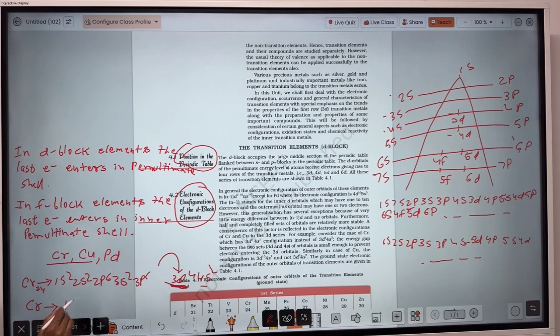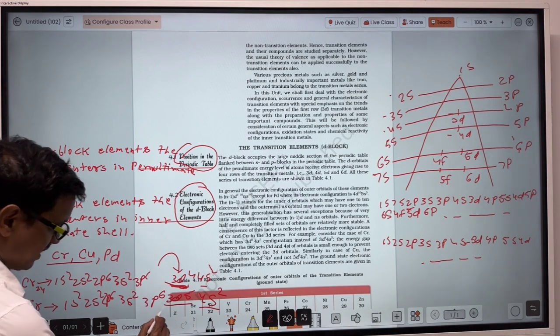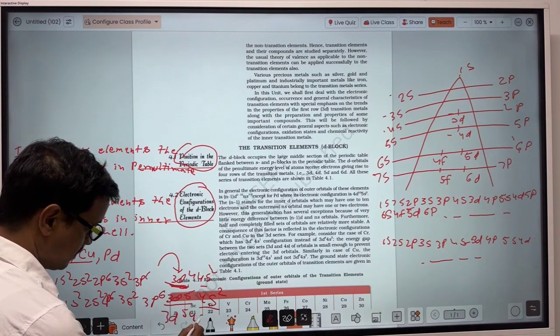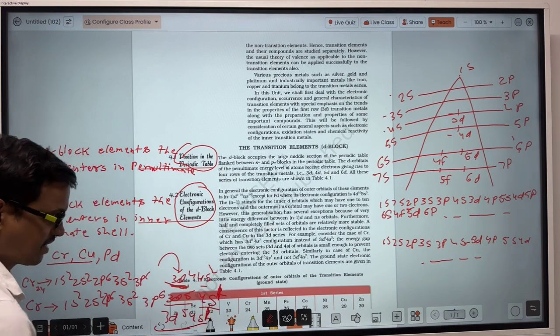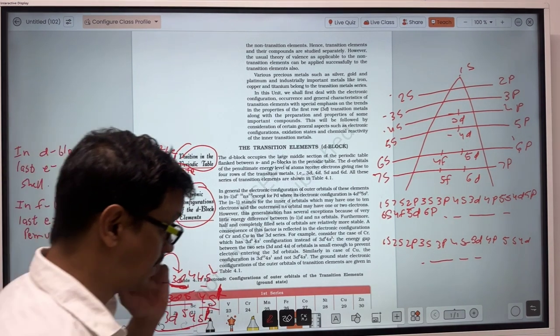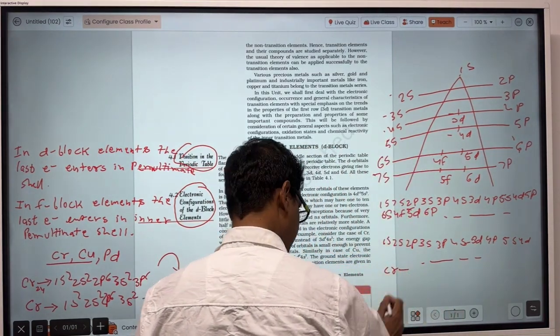So 4s2. One electron from 4s enters into 3d, so the electronic configuration will become 3d5 4s1. That will be for chromium. Same for copper.